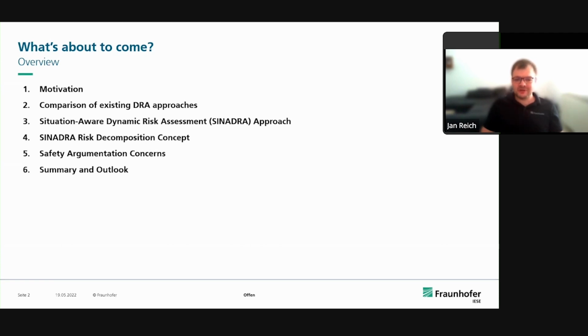And as an alternative solution, I'm going to present the core ideas of situation-aware dynamic risk assessment. And I'm going to highlight the risk decomposition concept that it uses in order to perform a qualitative runtime risk assessment. And last but not least, I'm going to talk about safety argumentation concerns that naturally pop up when we are building a dynamic risk assessment monitor that is part of the safety function.